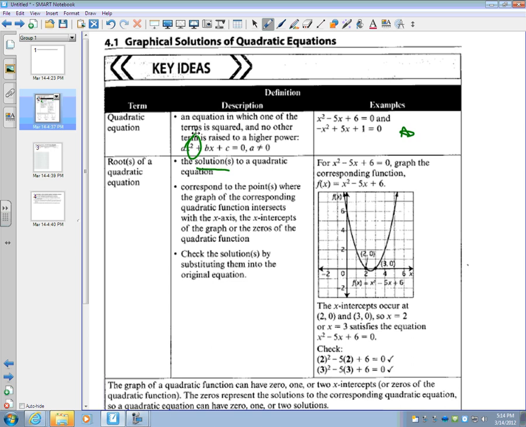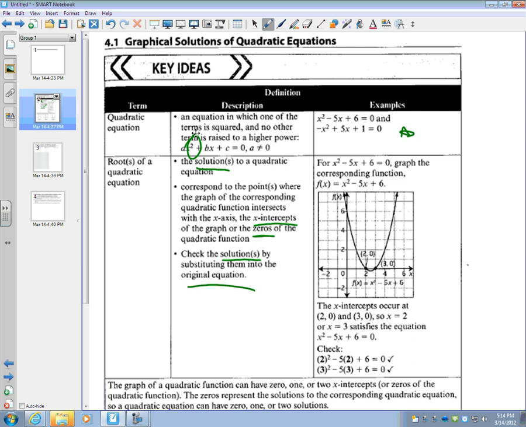Roots are solutions to a quadratic equation. They make them true. They correspond to the x-intercepts, and they're also called zeros. They're the values of x that make y equal 0. And the awesome thing about this is we can always check our solutions by substituting into the original equation. So you can know with certainty if you've done this correctly.